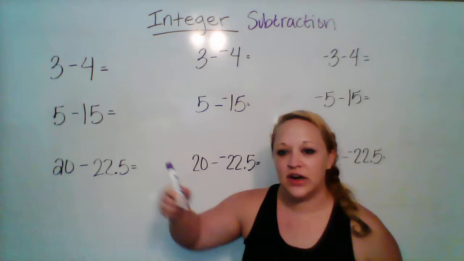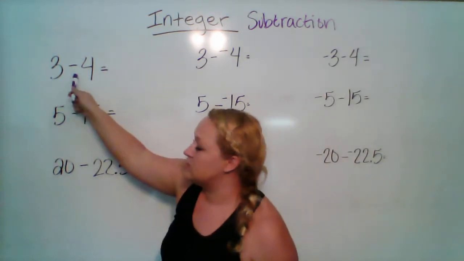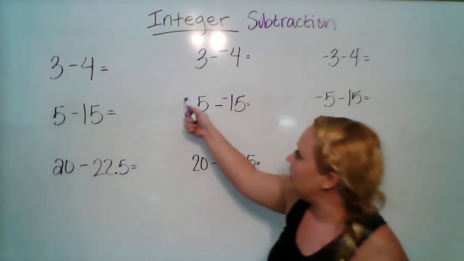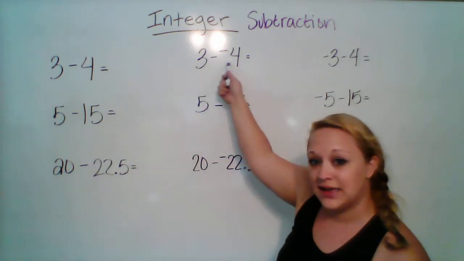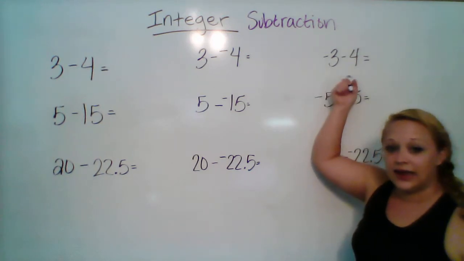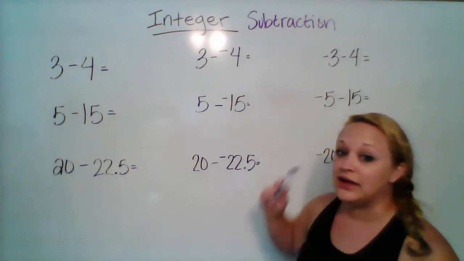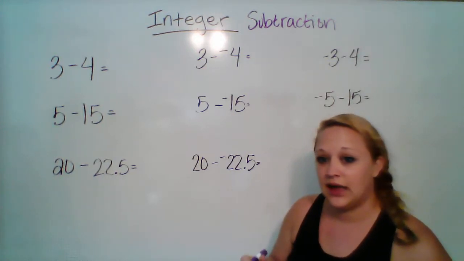All right, first things first. These three all look similar because they have a small number subtracting a large. Here we have a number subtracting a negative symbol, and here we have a negative subtracting a negative. Even though they're the same numbers all three times, you're going to get very different answers. So let's do them together.